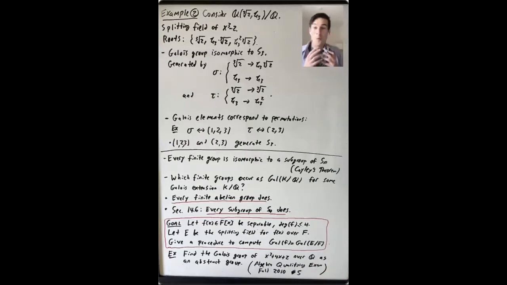Okay, so what is this going to do for us? This is going to enable us to answer lots of questions with specific examples. So here's an example that was Algebra Qualifying Exam Fall 2010, number 5. Find the Galois group of the polynomial x^4 + 4x + 2 over Q as an abstract group. You can check pretty easily that this polynomial is irreducible. So it's separable. It's an irreducible polynomial over a field of characteristic 0. So the Galois group is going to be isomorphic to some subgroup of S4. But which one is it?